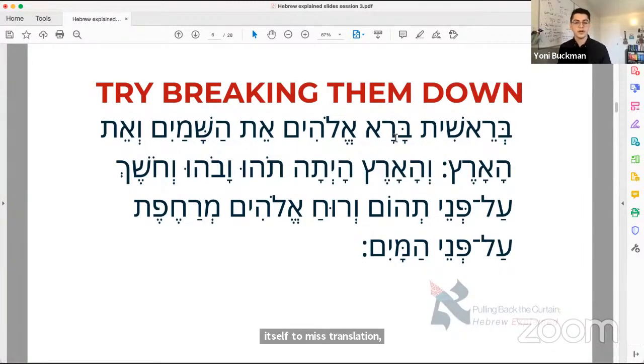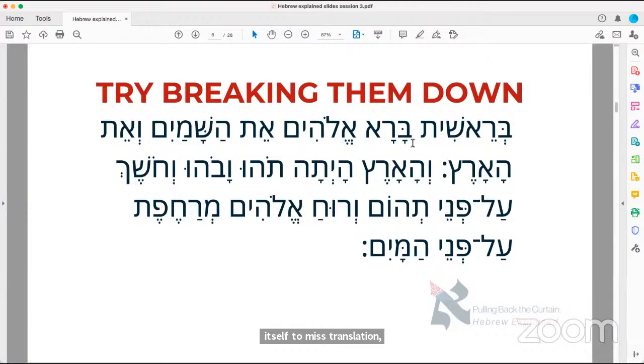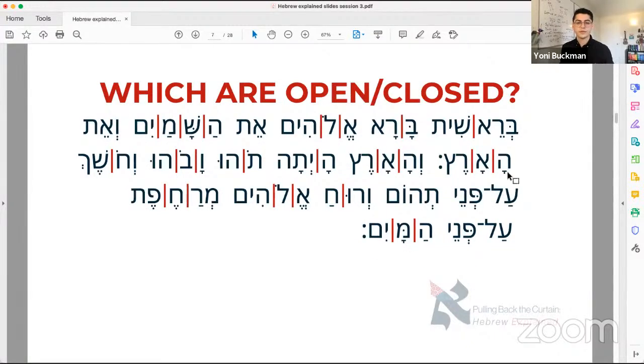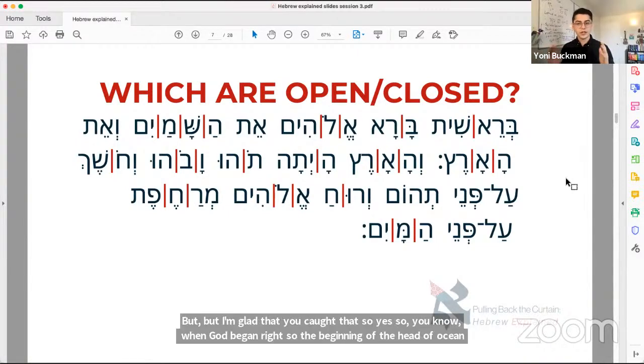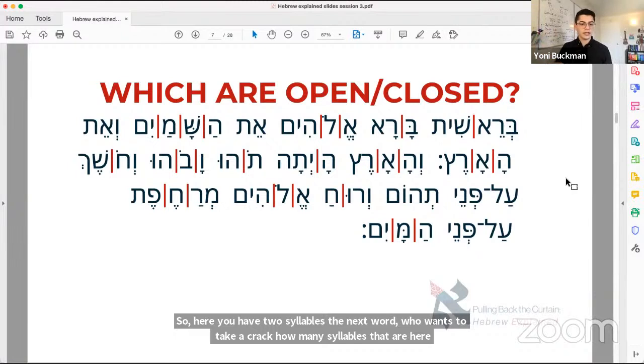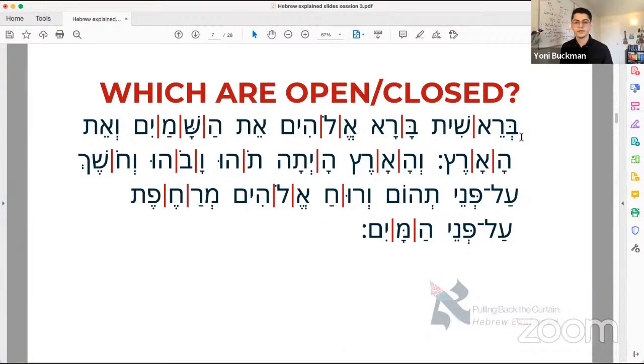The next word. Who wants to take a crack? How many syllables are there here? 2. Good, right? Bara. All right, now, the way that you would split these, I just want to show you how I would split these. Usually when you split vowels into syllables, you notate them on paper by either drawing a line or putting a space in between, right? So I'm just showing you this first word here, bereshit.